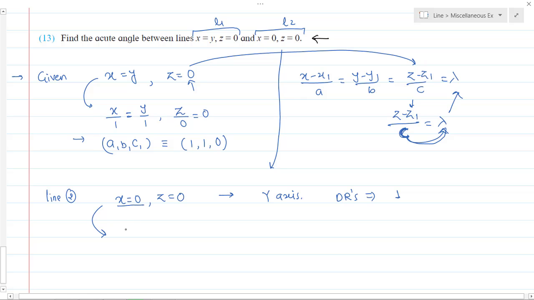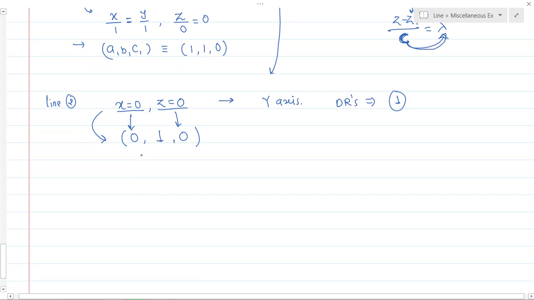So what is the complete direction ratio? If x equals 0, its direction ratio is 0. If z equals 0, its direction ratio is 0. What is the direction ratio of y? It is 1. Always remember that if any part is equal to 0, its direction ratio is 0. So that's why it is 0, this is also 0, and the y axis direction ratio is 1. So the second direction ratios a2, b2, c2 are nothing but 0, 1, 0.